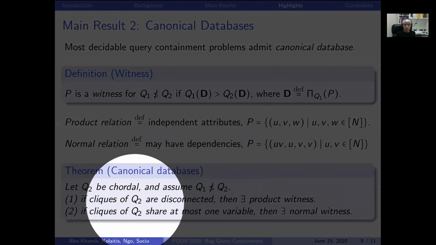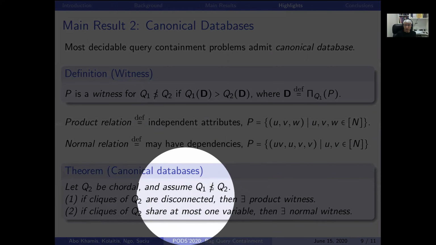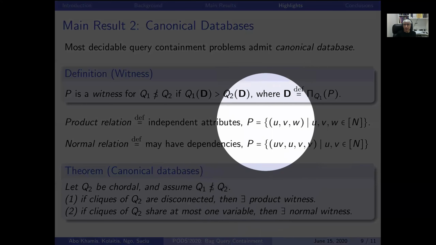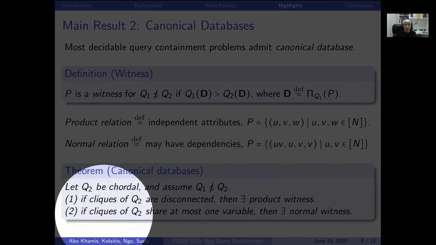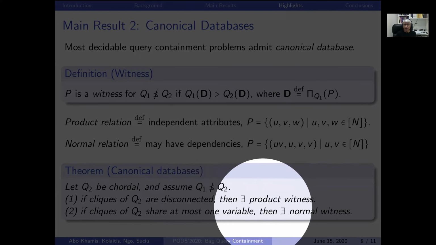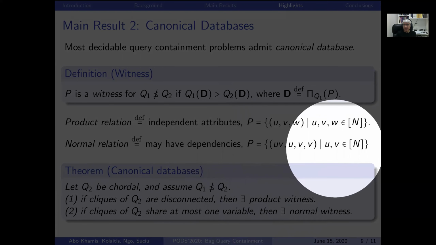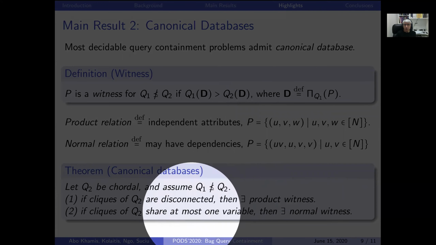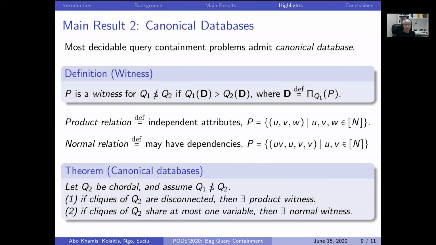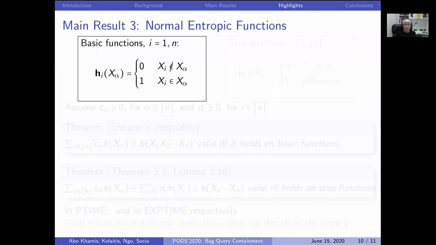then, if all the cliques of Q2 are disjoint, if they're disconnected, then there exists a product witness, one like here. On the other hand, if the cliques share up to one variable, then there exists a normal witness, like the one here. Sharing at most one variable is the same as saying that Q2 is simple, and this underlies our second result. Finally, regarding the third result, let's define a basic entropic function as here.